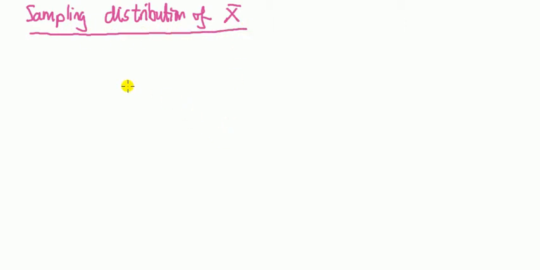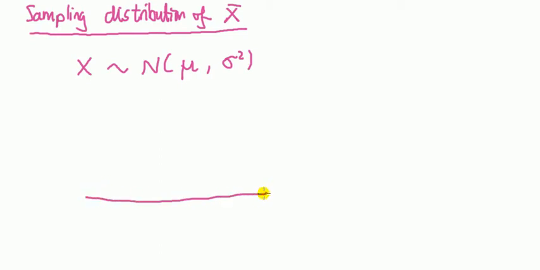Okay, to get a feel for the result, let's consider the following. I have a random variable x. It is normally distributed, mean mu, and variance sigma square. And it looks like this: a bell-shaped curve with a peak at mu. Mu is on here.